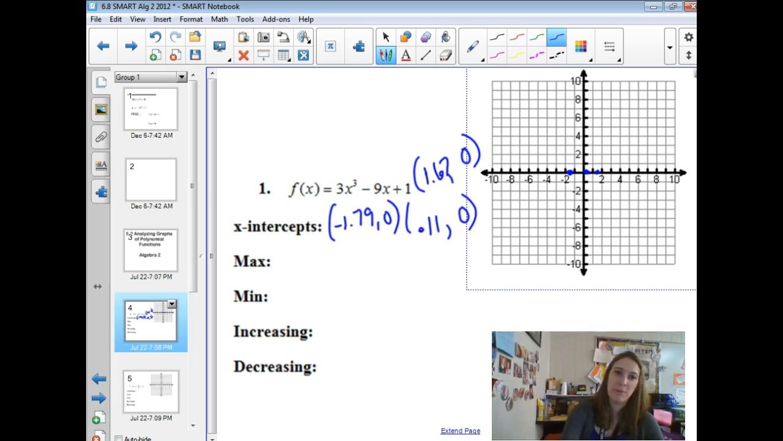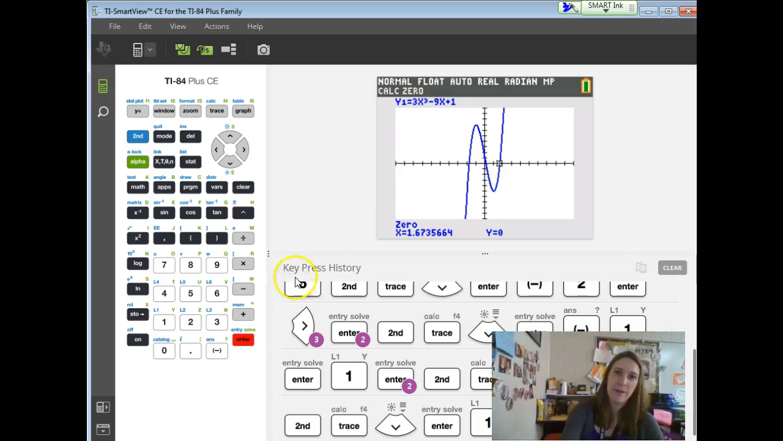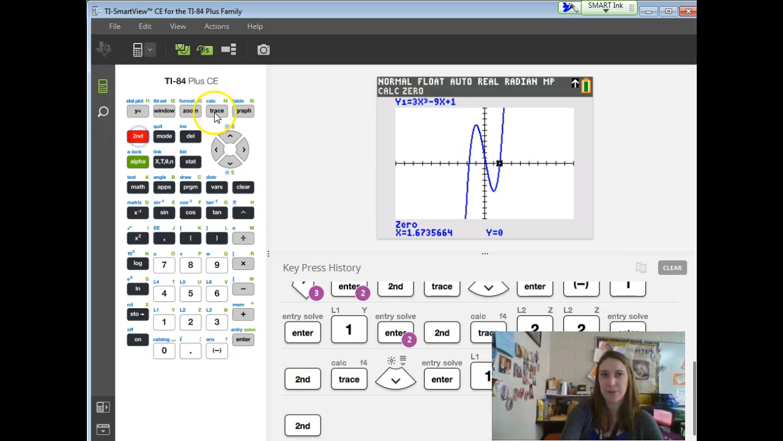Alright, the maximum and minimum are not what we call the absolute maximum and minimum of the curve, because it does have an infinite range since it's a cubic. But this is the maximum bump where it does reach kind of a peak, and then there's a minimum bump down here. So they're called relative maxes and mins, but we could still find them.